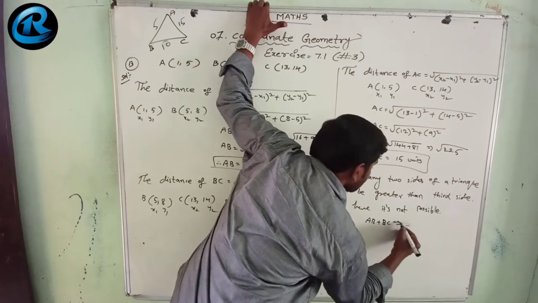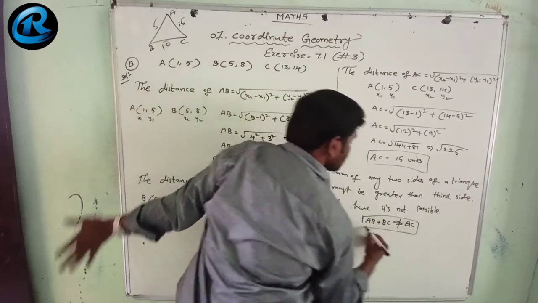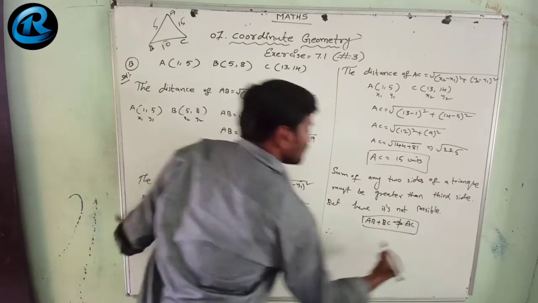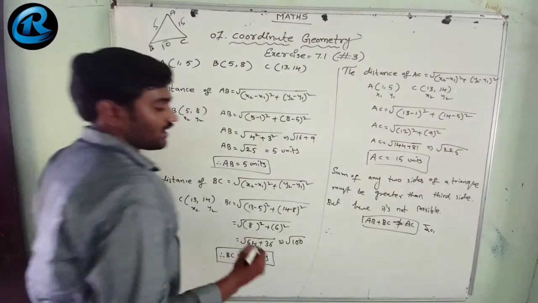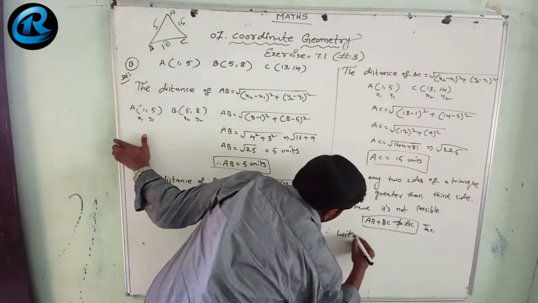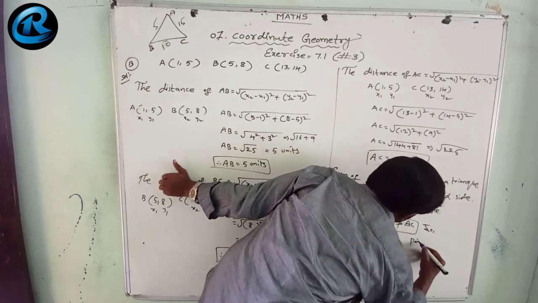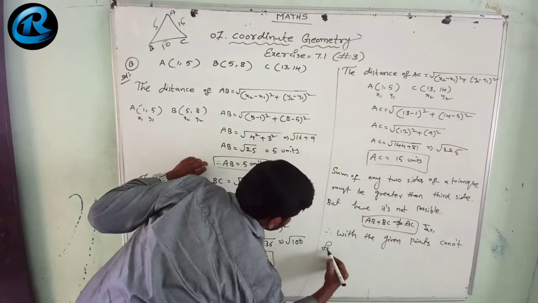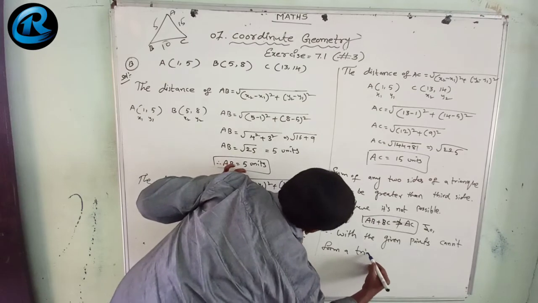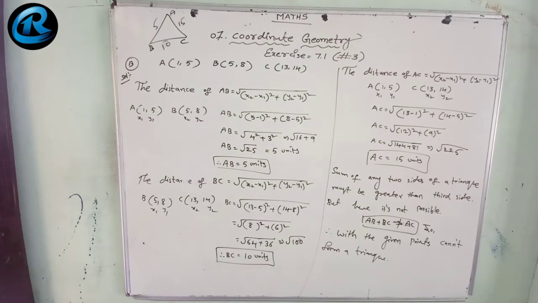The AB distance plus the BC distance is not greater than the AC distance. Therefore, with the given vertices we cannot form a triangle. I hope you understood: the sum of any two sides of a triangle must be greater than the third side.